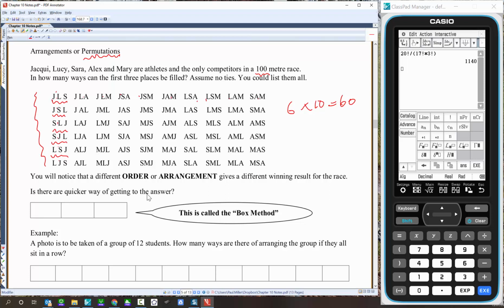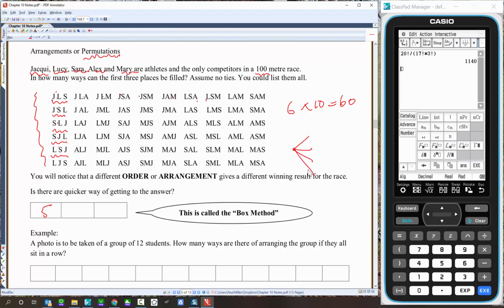Right, is there a quicker way of getting to the answer? Well, yes, there is, okay? So you're not gonna have to do this stuff here. What we do is we think about this using what's called the box method. In this first box we put the number of possible ways first place could be filled. And that is 5 possible ways. It could be Jackie, Lucy, Sarah, Alex, or Mary.